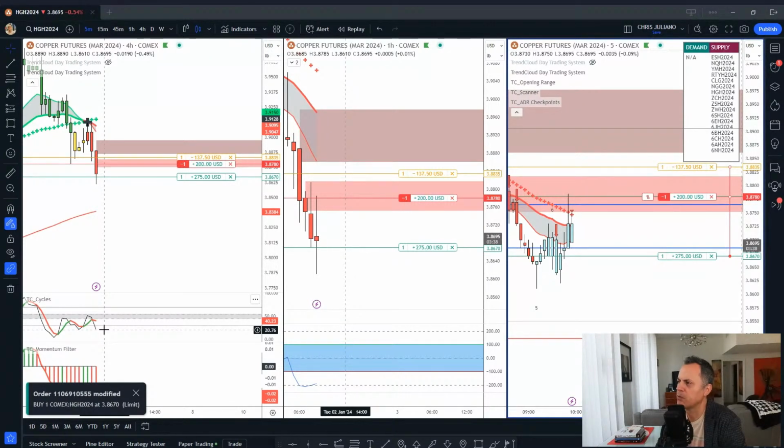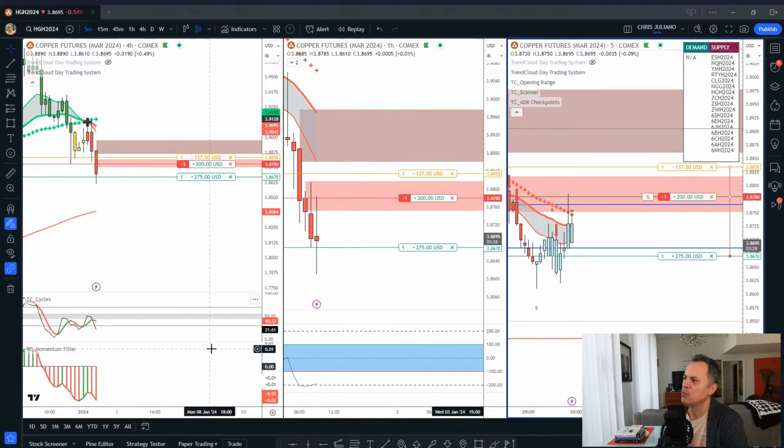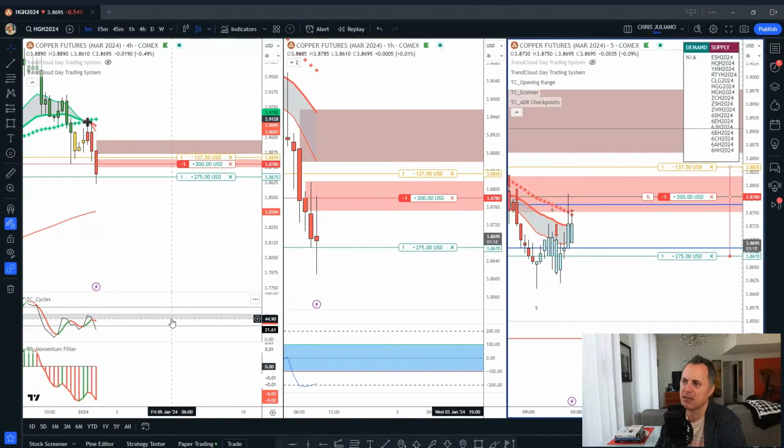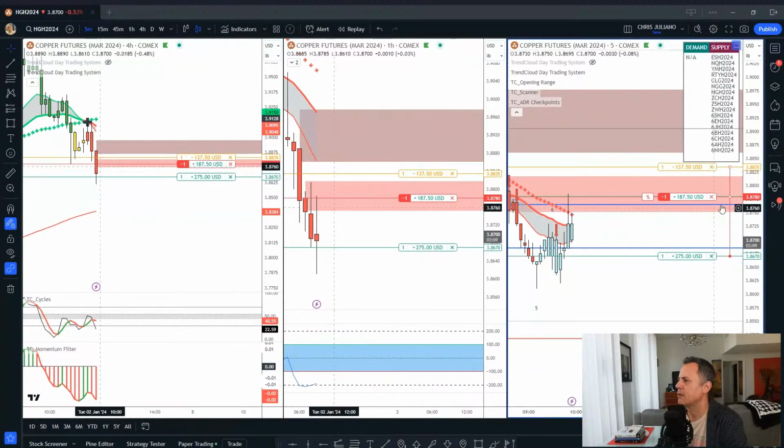And when TrendCloud is lined up like this, again, 7 out of 10 times it's going to hit that 2-to-1. We do have a rally-based rally here. Okay, and the trend is extended on this 5-minute chart. That's a safe play, guys. Let's wait it out and see.